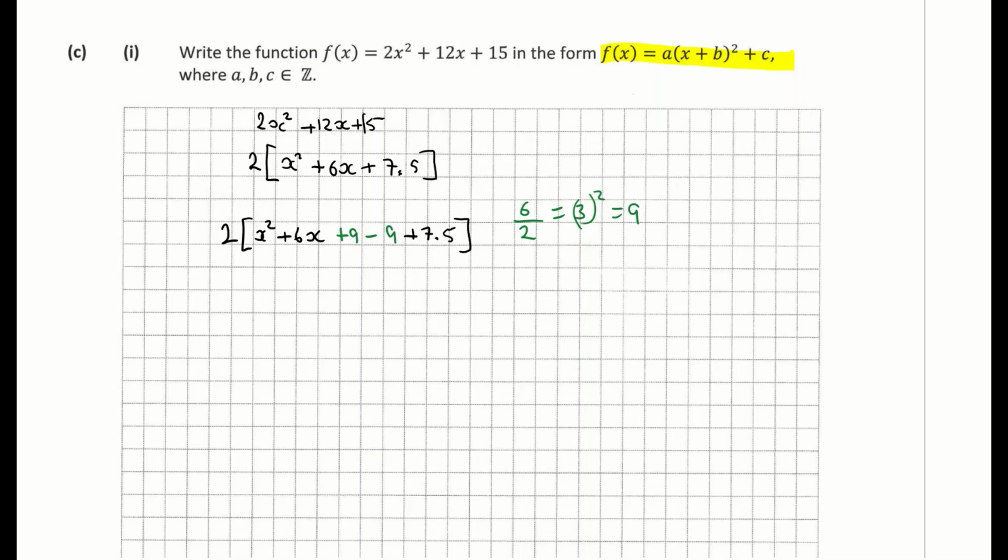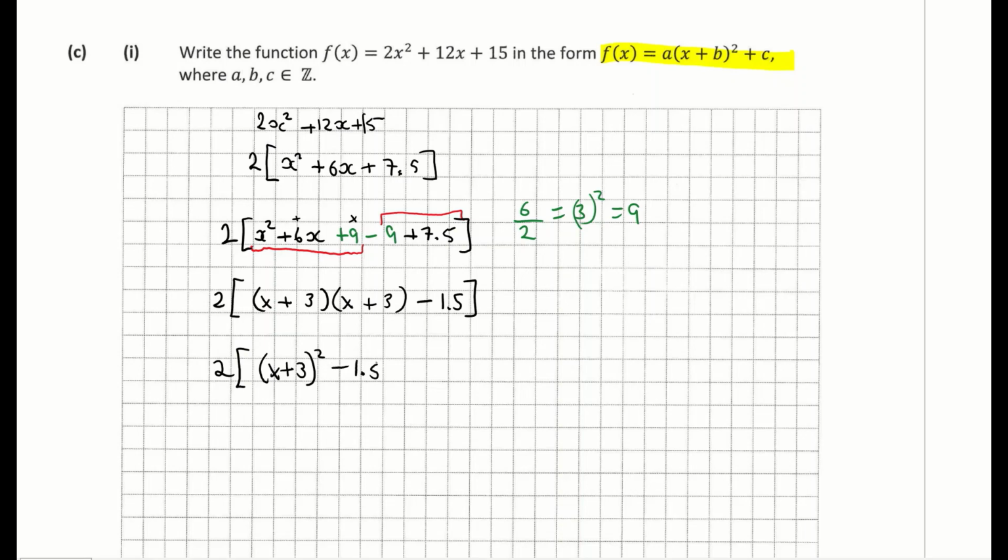My next step now is I'm going to factorize the x squared plus 6x plus 9, and then I'm going to put the minus 9 and the 7.5 together. So when I factorize x squared plus 6x plus 9, numbers that multiply to 9 and add to 6 are 3 and 3, and both positive. And the trick there is that you will always get the same two factors. And another way of writing those two factors is as a square. So x plus 3 by x plus 3 is x plus 3 squared, minus 1.5.